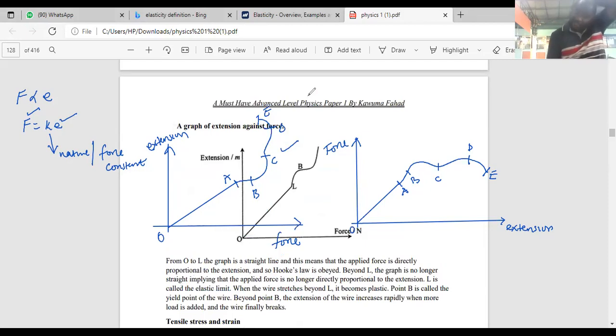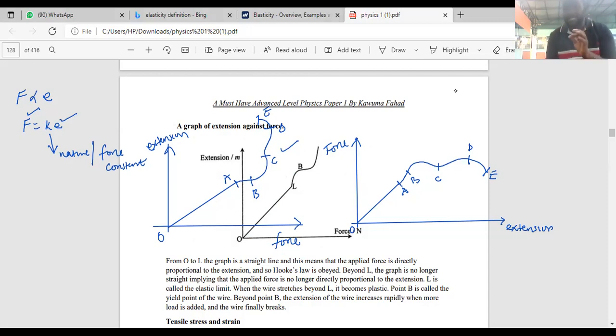From O to A, Hooke's law is being obeyed. That is, the force is directly proportional to the extension. Then from A to B, the material extends, but does not recover its original length. So between A and B, Hooke's law is not being obeyed, but we have obeyed Hooke's law from O up to A.